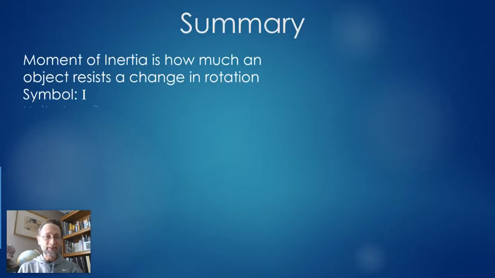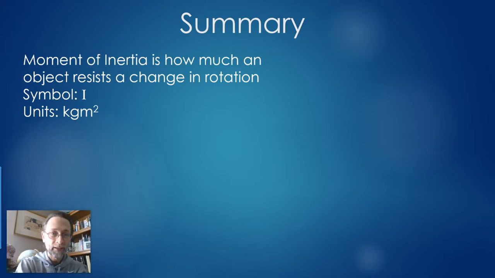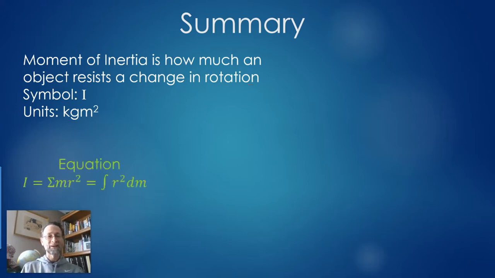So in summary then, the moment of inertia is how much an object resists a change in its rotational motion, right? Key idea there, it's rotational motion. The symbol for it is an I. The units are kilogram meters per second, or sorry, kilogram meters squared. I always want to say meters per second. Kilogram meters squared. The equation for it is the sum of all of the point moments of inertia, or the integral of the r squared dm value.